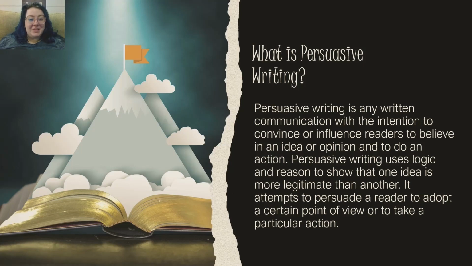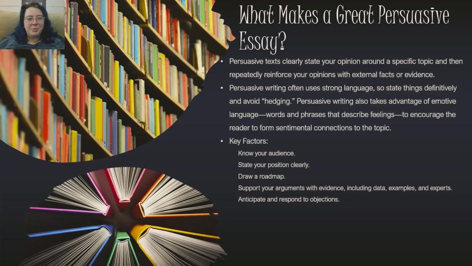Okay, what is persuasive writing? Persuasive writing is any written communication with the intention to convince or influence readers to believe an idea or opinion and do an action. Persuasive writing uses logic and reason to show that one idea is more legitimate than another. It attempts to persuade a reader to adopt a certain point of view or take a particular action. That is just a fancy way of saying persuasive writing is just a written form of communication to try and persuade someone. Pretty simple.